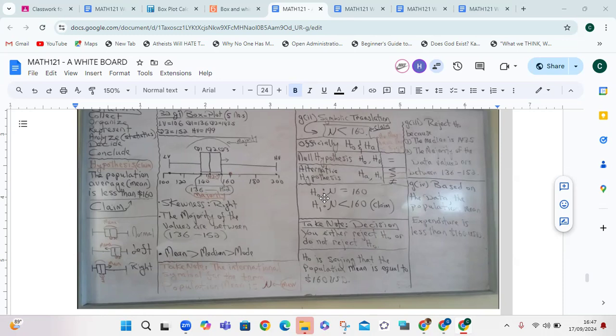So these are like two persons debating. One says, no, the mean is equal to 160. The other one, which is the alternative, is saying, no, the mean is less than 160. All right? And that will take care of the G part 2.